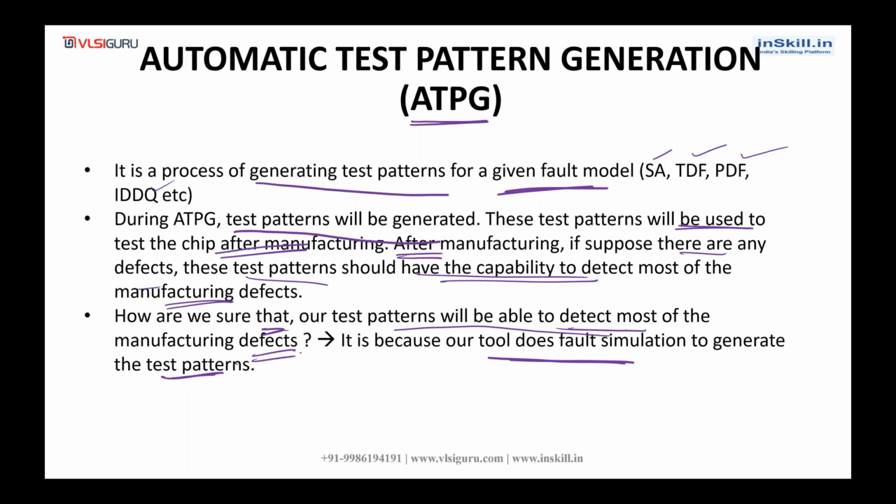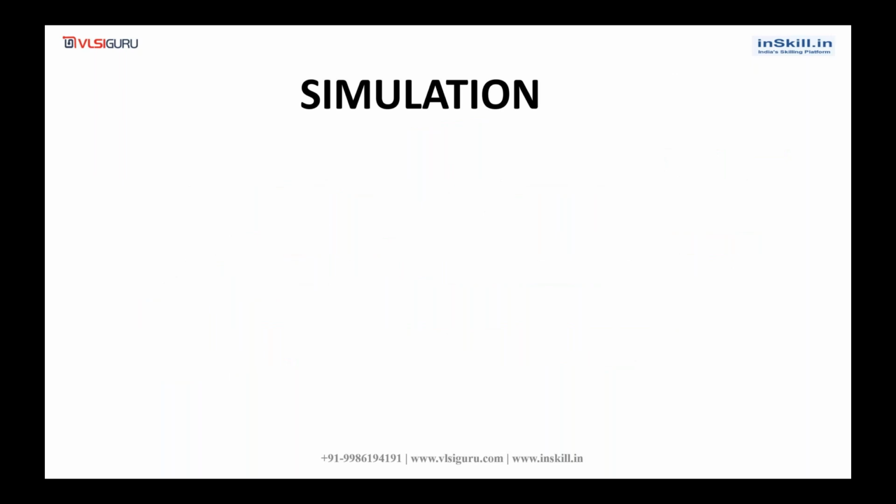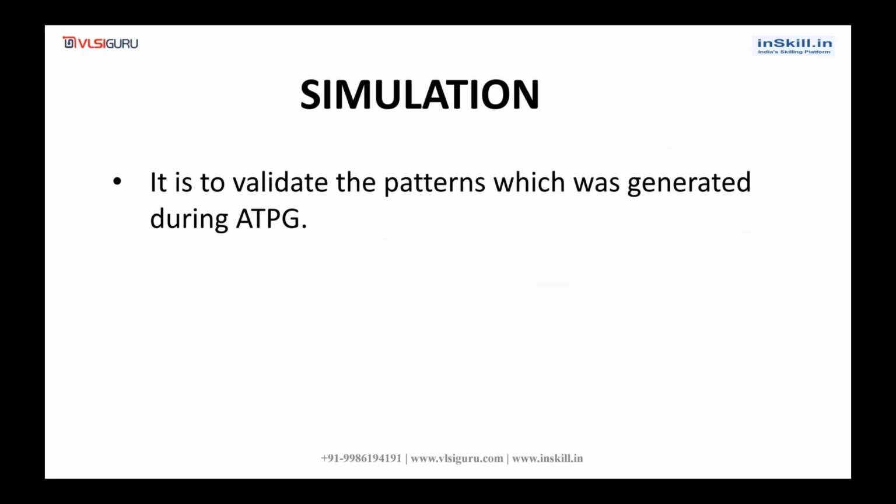Next is simulation. Simulation is used to validate the patterns which were generated during ATPG. Before delivering the patterns generated during ATPG to test the chip after manufacturing, we need to validate once whether proper patterns are generated or not. That validation is done using simulation.